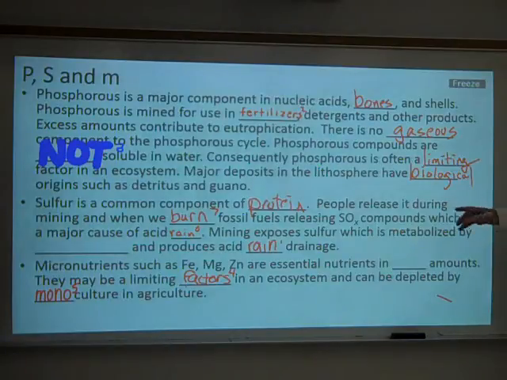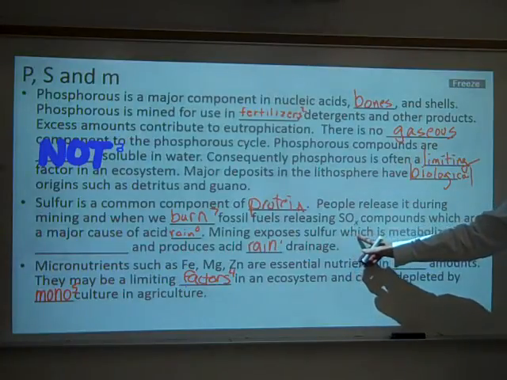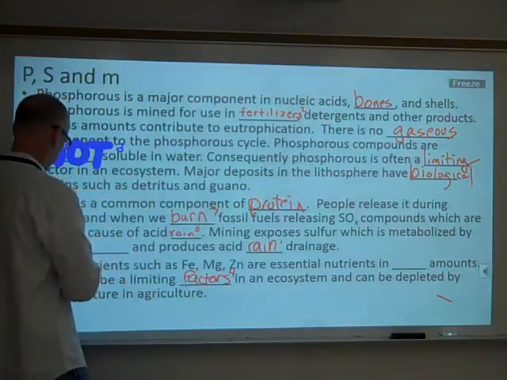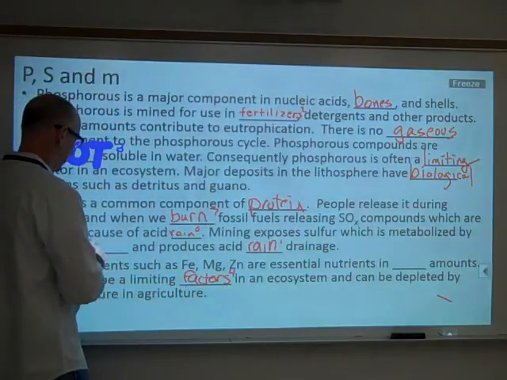It's a very common component of the lithosphere. Most of the sulfur on Earth, just like most of the rest of these, except for nitrogen, is in the lithosphere, its biggest sink. So when we mine and when we burn what we mine, mostly coal, we release that sulfur into the atmosphere, or in the case of mining, we expose it. And there's actually a lot of bacteria that like to eat sulfur.